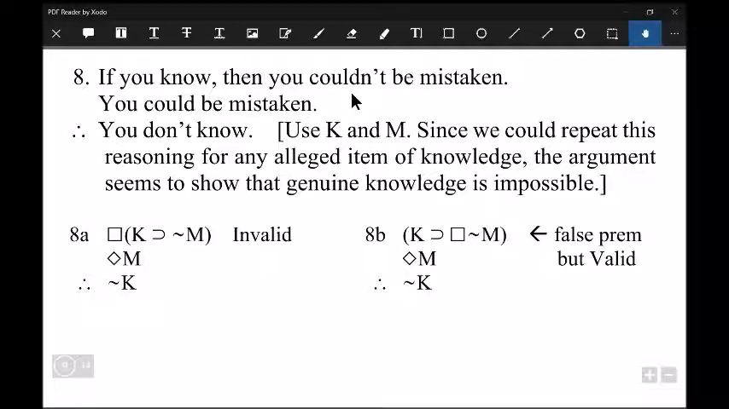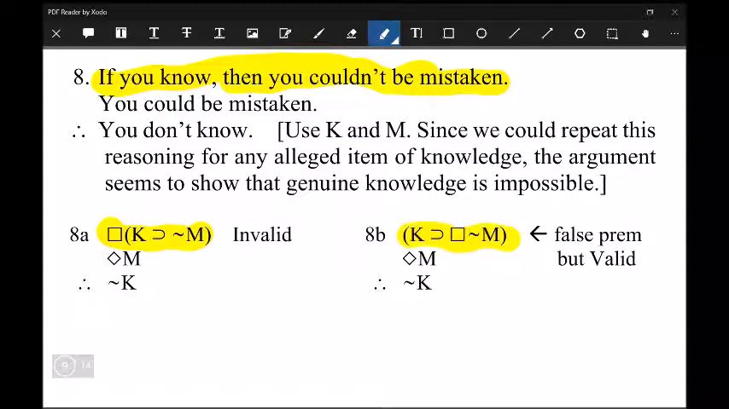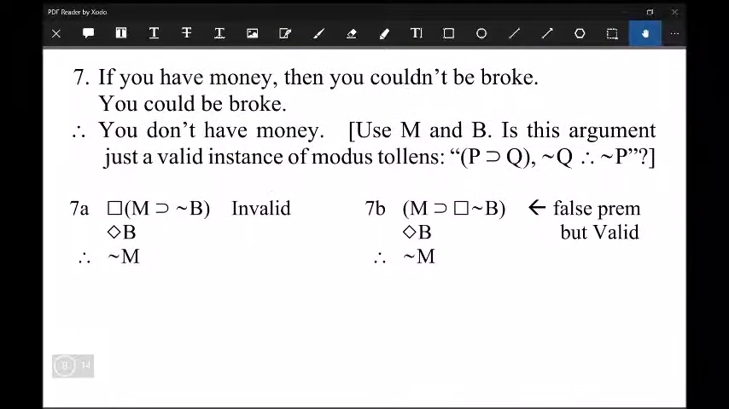But actually, this is not a good argument. What is wrong with the argument? Well, basically, it's the modal ambiguity. If you know, then you couldn't be mistaken. Could be box outside or box inside. And either way, there's a problem with the argument. It's not good reasoning. Let me give you an example of a simpler argument.